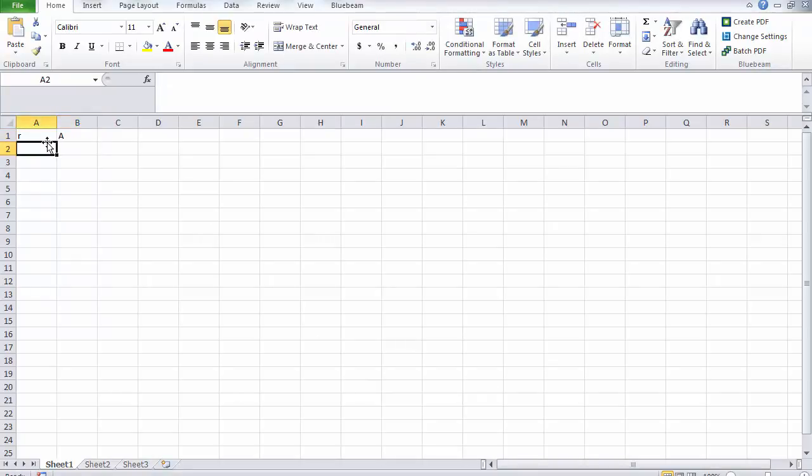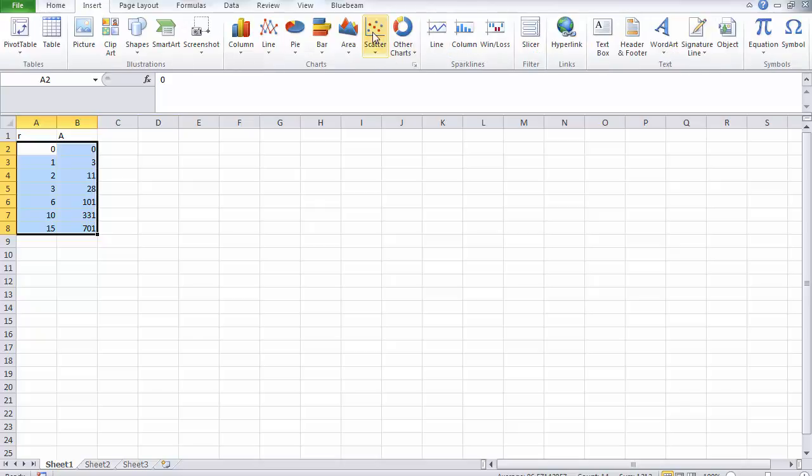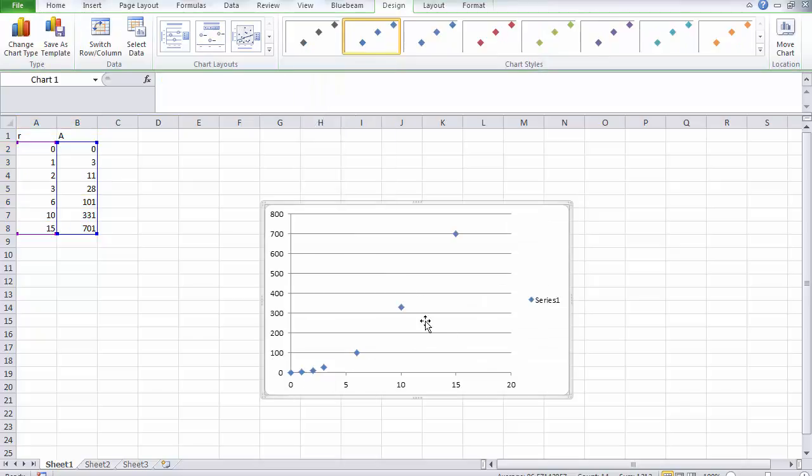Capital A, that's our variable, so this is our X variable, and A, our Y variable in B. So we have 0, 1, 2, 3, 6, 10, 15. Okay, and for A, the area, we have 0, 3, 11, 28, 101, 331, and 701. Okay, and the idea is if we plot this, which we already know how to do, so you can do this really fast after a while, you get a square relationship.